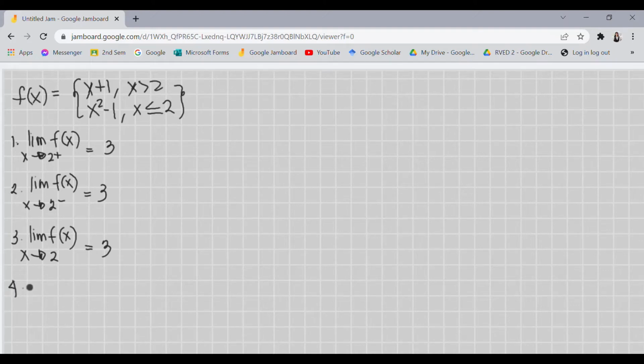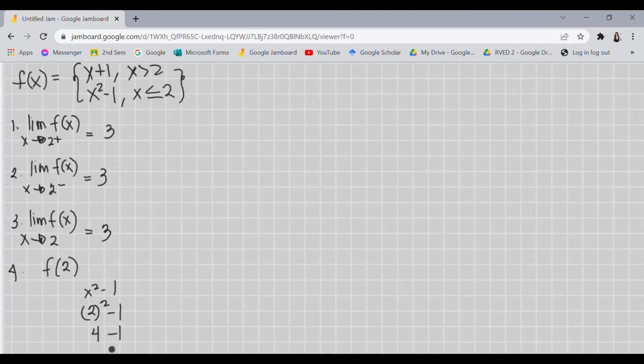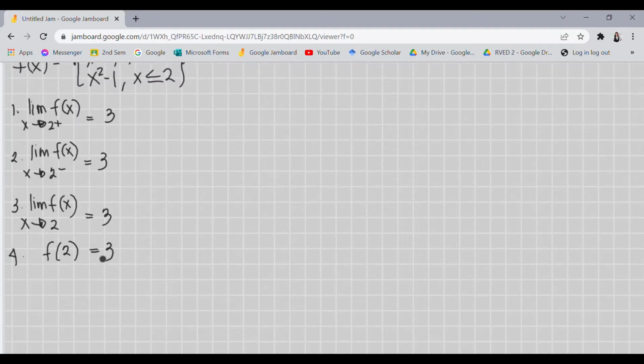And then next, we solve for f of 2 or the value of the function when x is equal to 2. So, titingin ka dun sa condition mo, one is when greater than 2, one is when less than or equal. So, kapag 2 ang value ng x natin, dito siya papatak sa less than or equal. And we'll follow this equation, x squared minus 1. That will be 2 squared minus 1. 2 squared is 4 minus 1. That gives you the answer of 3 pa din. So, f of 2 is also equal to 3.